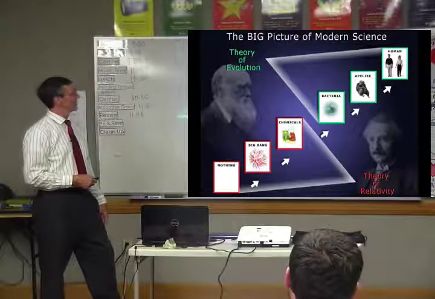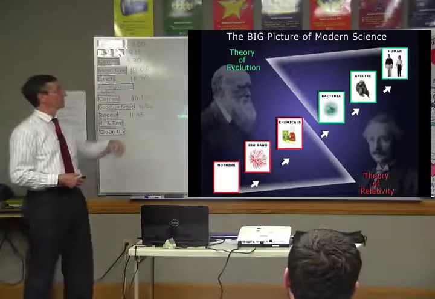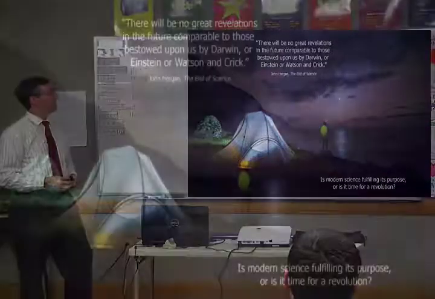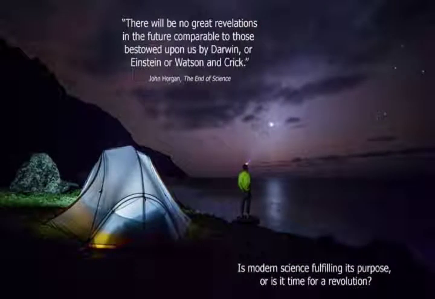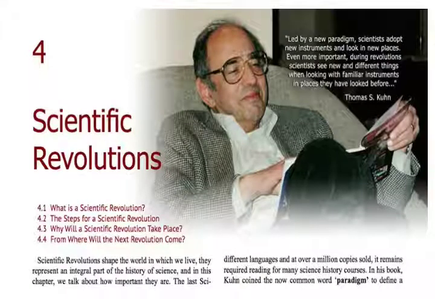So that's why we claim it is a pseudo-theory. We don't agree with it. And yet there are scientists saying there will be no great revolutions in the future comparable to those bestowed on us by Darwin or Einstein or Watson and Crick, who did the DNA. Is modern science fulfilling its purpose, or is it time for a revolution? And so chapter 4 is scientific revolutions.